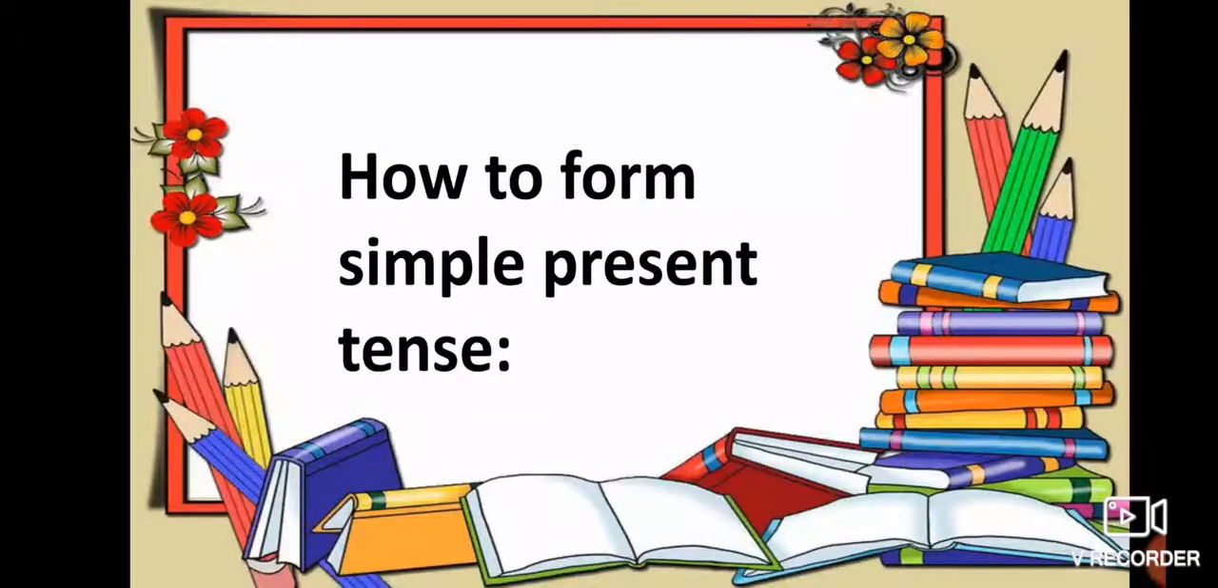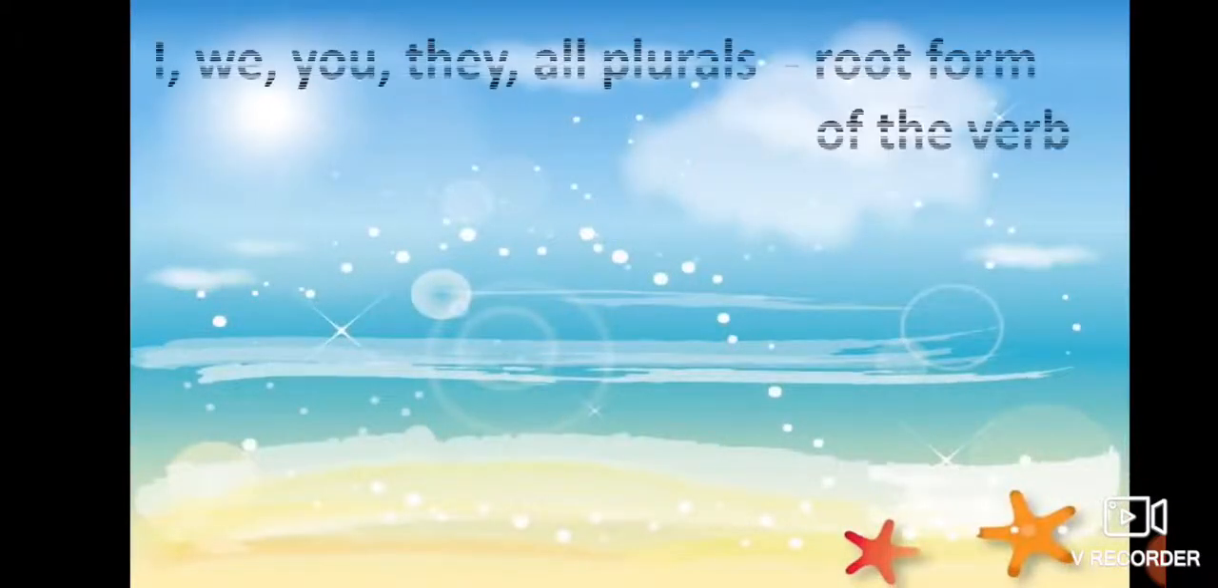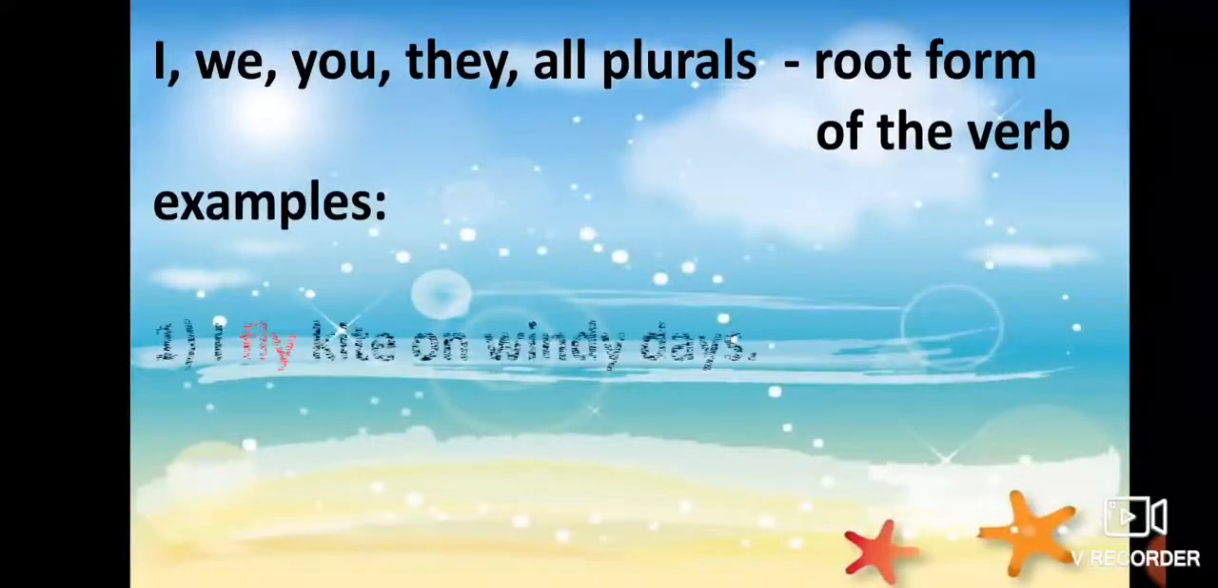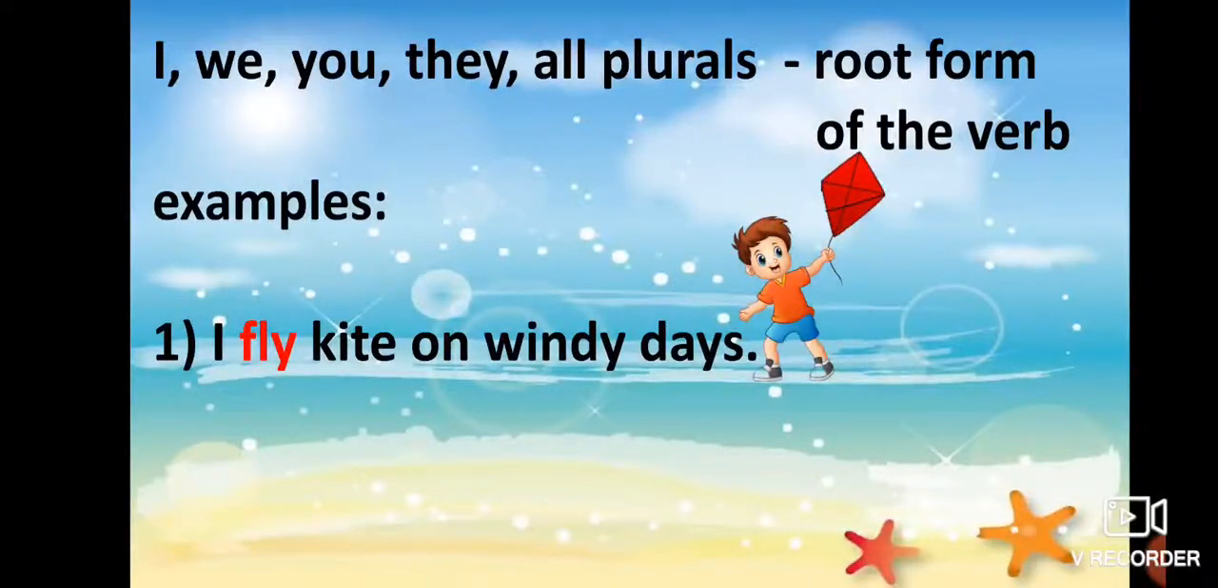Now comes our next topic, how to form simple present tense. With I, we, you, they, all plurals, we use the root form of the verb. For example, I fly kites on windy days. Let's see the subject. What is the subject here? As I is the subject, with I we use the root form of the verb, that is fly.